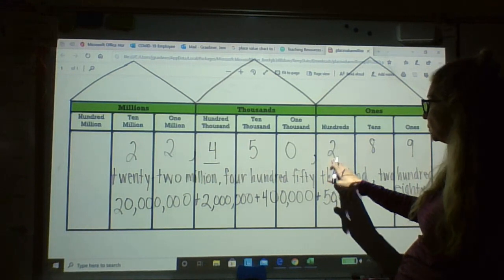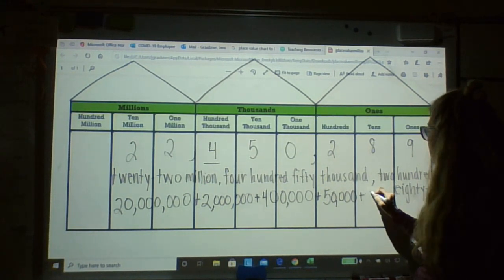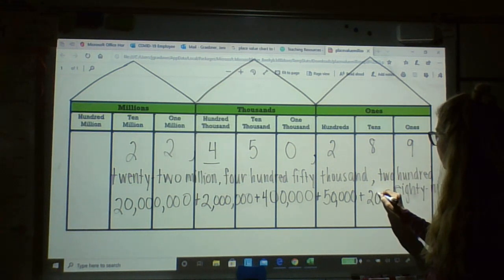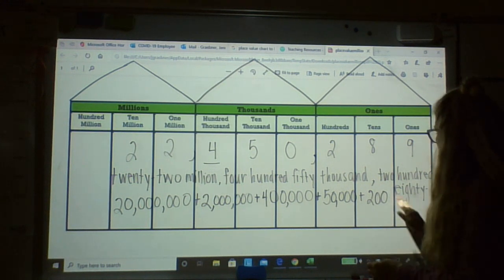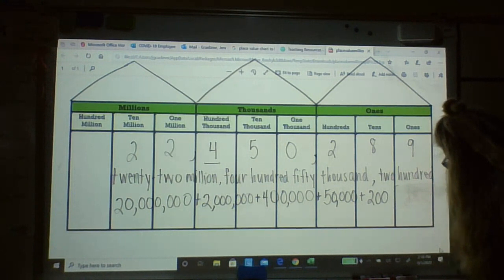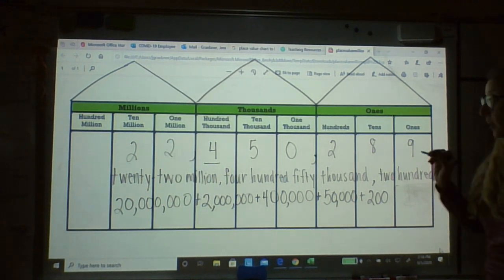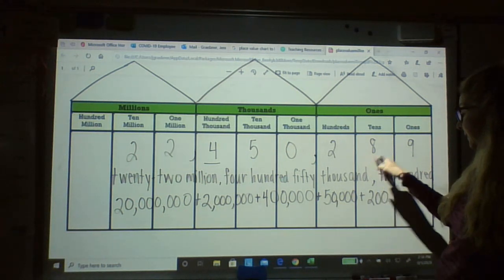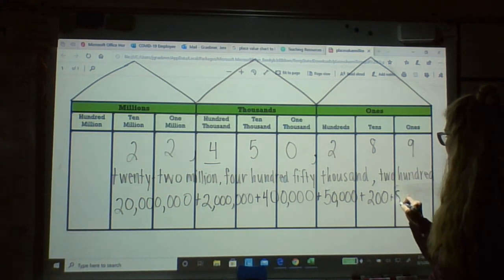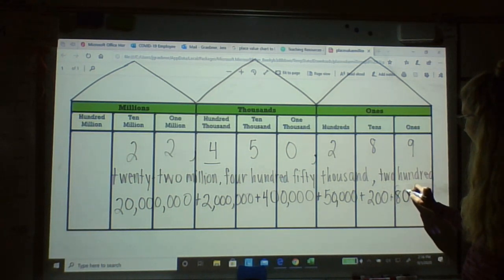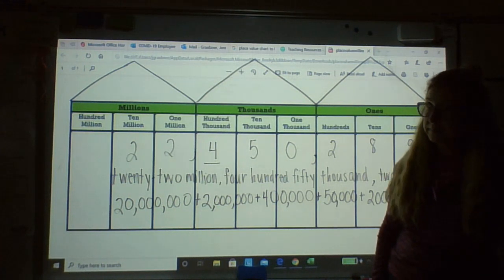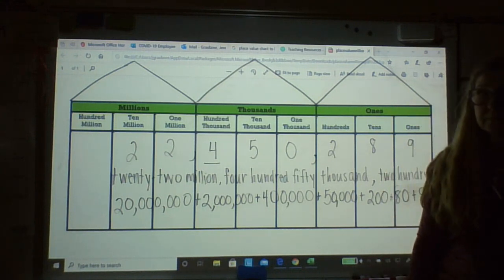And I'm gonna go to 200. So here's my 2, and I need 1, 2 zeros after it. Whoops. Okay, I'm almost done. Here is the 8. And I need 1 zero after that. And then all I have left is the 9. Wow. That was a full day of work right there.